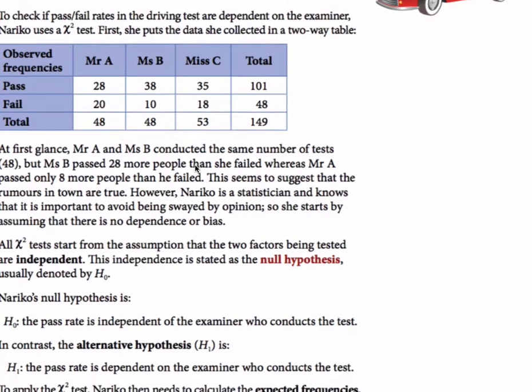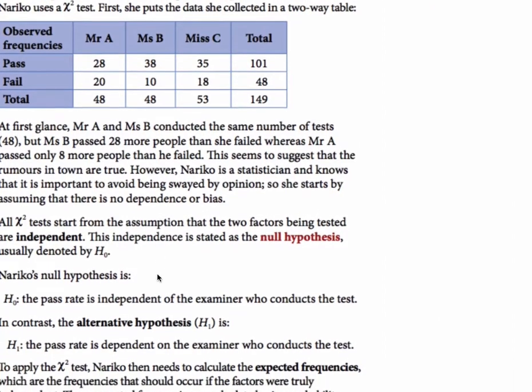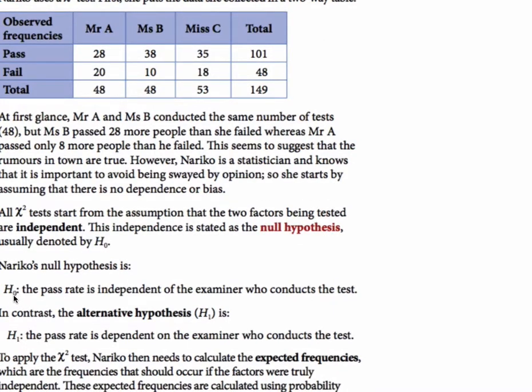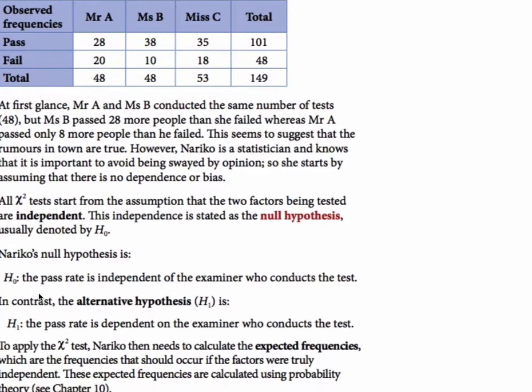So when you're doing any kind of statistical test, we often have a null hypothesis. So this H naught, this little H with a subscript 0, is called the null hypothesis, and it's always that the two things are independent. So you start by assuming that the pass rate is independent of the examiner who conducts the test. Okay? So we always assume that they're independent, and the alternative hypothesis, or H sub 1, is that they are dependent. So basically we assume that they're independent, and then we gather evidence to prove otherwise.